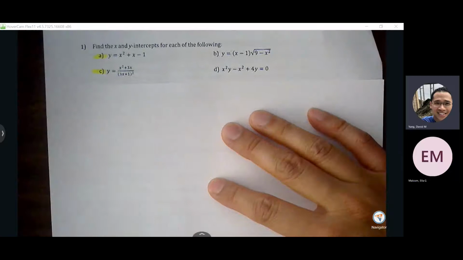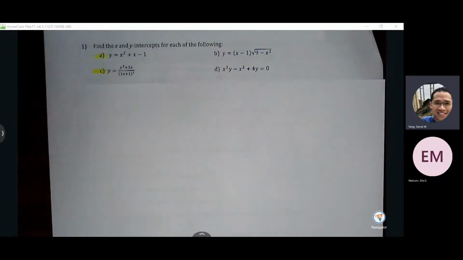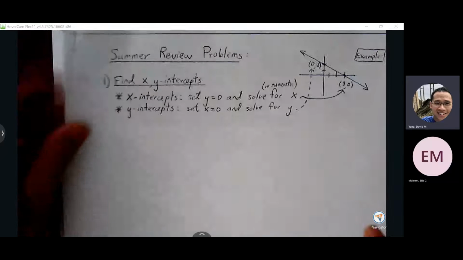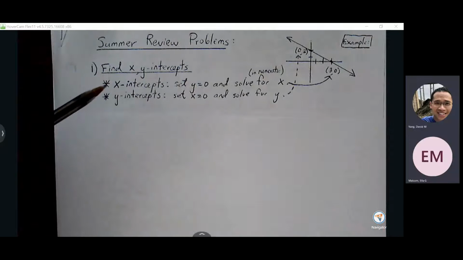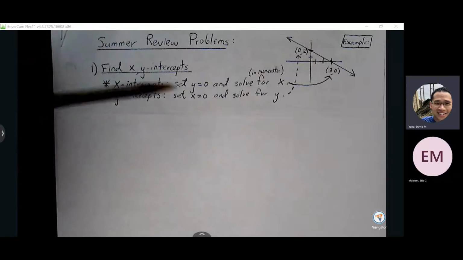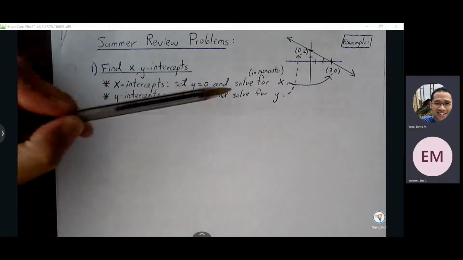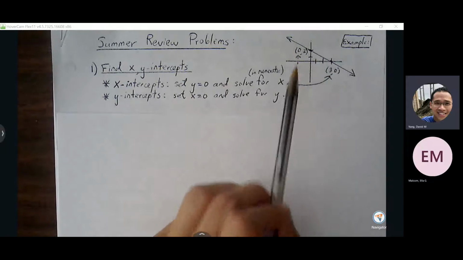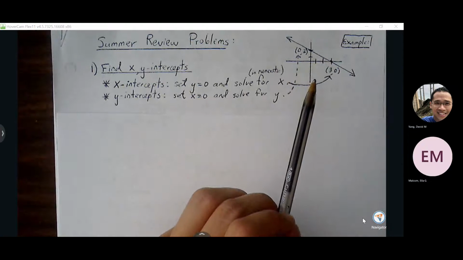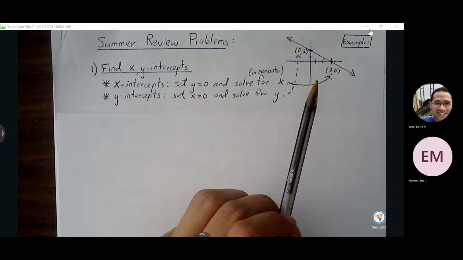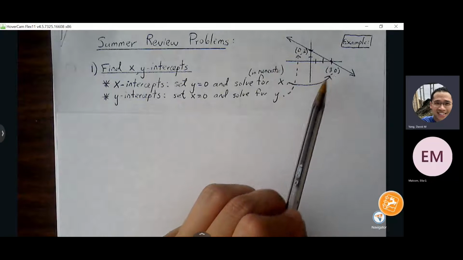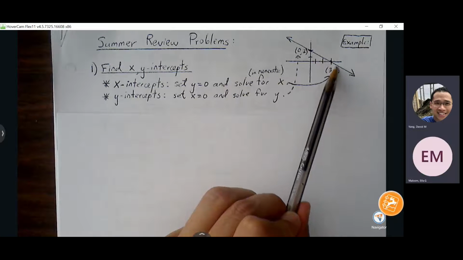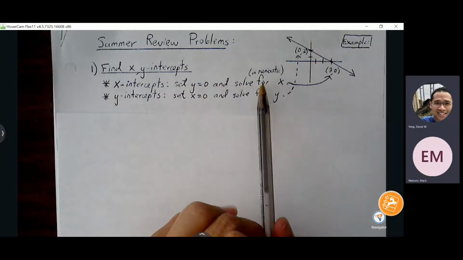Okay, so number 1 says find x and y intercepts. Here's a little bit of a recap. To find the x-intercept, I'm going to replace the y with 0 and solve for x. For instance, if I had a linear graph here, notice that my x-intercept, such as (3, 0), has a y value of 0. So that's why we replace y with 0 and solve for x.